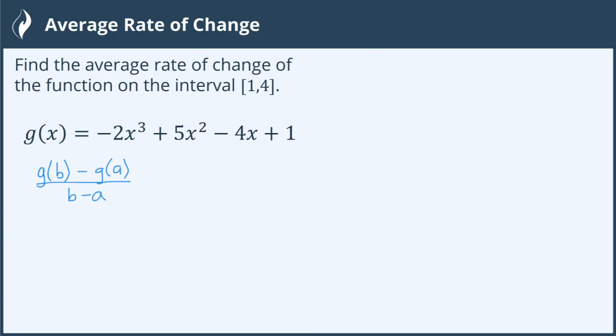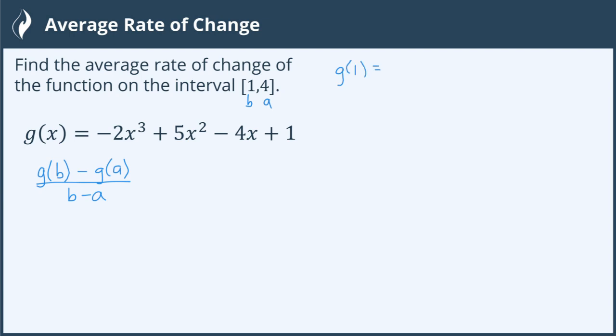So basically we're finding the change in the outputs over the change in the inputs. So I'm going to call b is 1 and a is 4. It does not matter how you label these. You could do a as 1 and b as 4 and you should end up with the same thing. So let's go ahead and find g of b, which is 1.